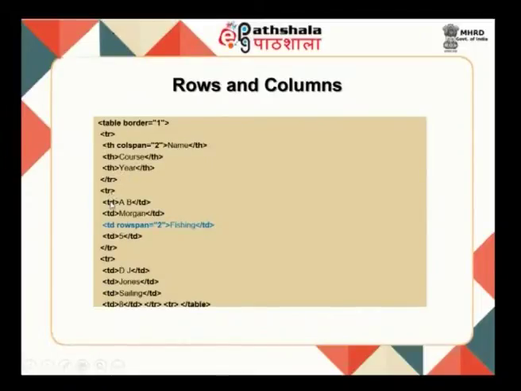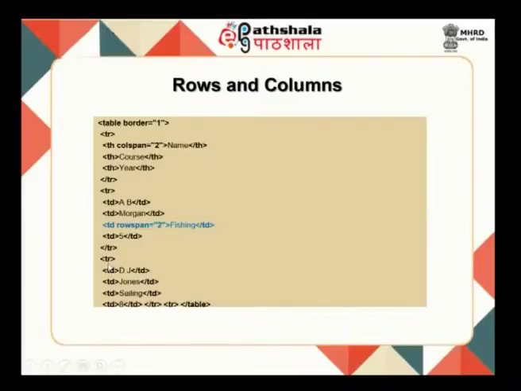When you look into the second row, we can see that the first cell has a value like AB, the second cell has a value like Morgan, whereas in the third cell the row span is given as 2, so the value fishing in that cell would span over 2 rows, and then the next cell has a value like 5.